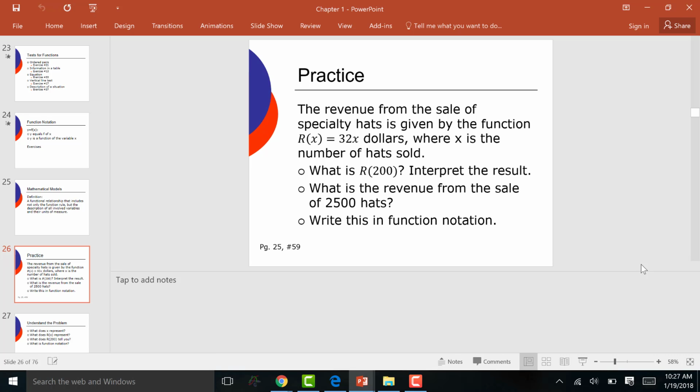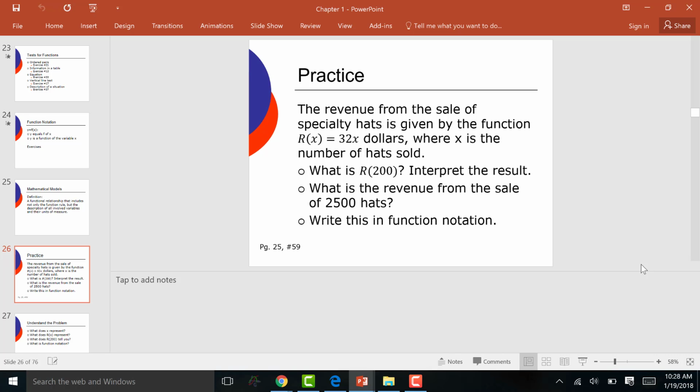So tell me what that means. 6,400. 6,400 what? Dollars. So in English, tell me what we just did. We know that if we sell 200 hats, we're going to make a revenue of $6,400. We're good? That is the process that you should be doing for every single math problem.